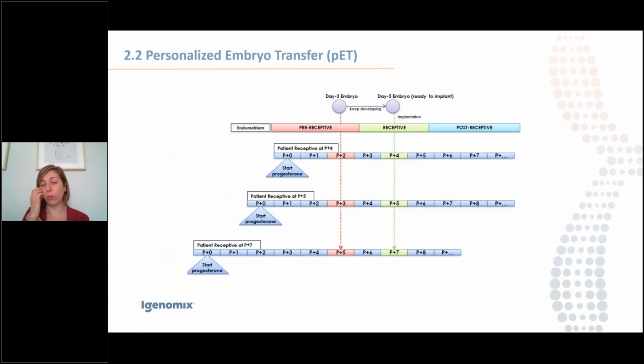And what do we do when we have the result of the ERA? Well, we have to transfer the blastocyst according to the result obtained. We are always going to transfer the blastocyst. It doesn't matter if it is day 5, day 6, or day 7. Once it has reached the blastocyst stage, we are going to transfer it at the receptive day of the endometrium. But if we want to transfer a day 3 embryo, we will have to do it 2 days earlier. For example, a patient who was receptive at progesterone plus 4 will have a blastocyst transfer at progesterone plus 4, but a day 3 embryo transfer at progesterone plus 2.